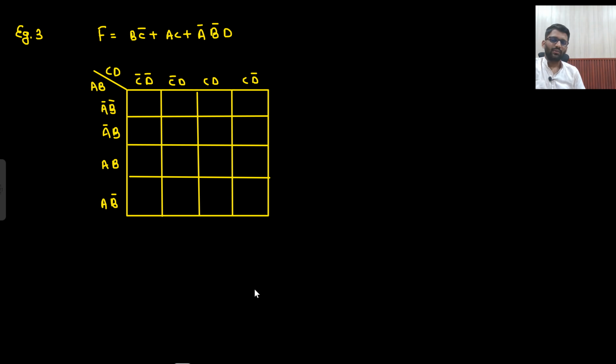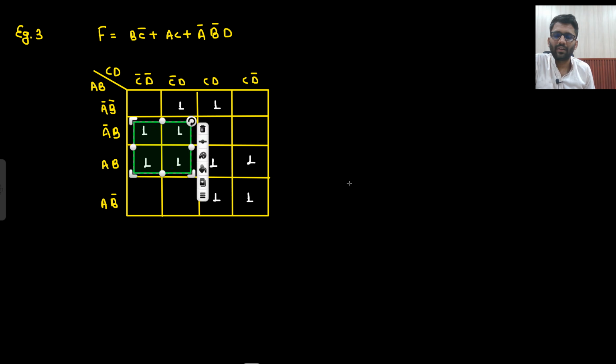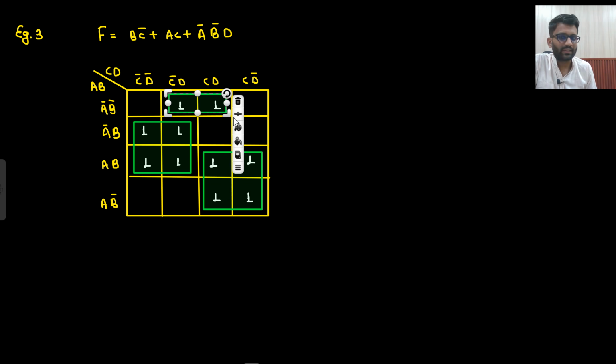Okay, let's solve this question. BC bar, BC bar. So this is B, this is BC bar. AC, these two are A and this is C. AC. A bar, B bar, D. Which pairs have been made? This pair has been made, this pair has been made, this pair has been made from their side.